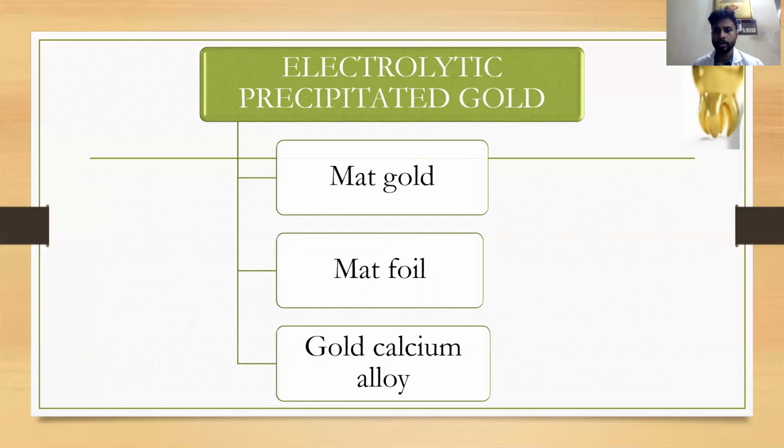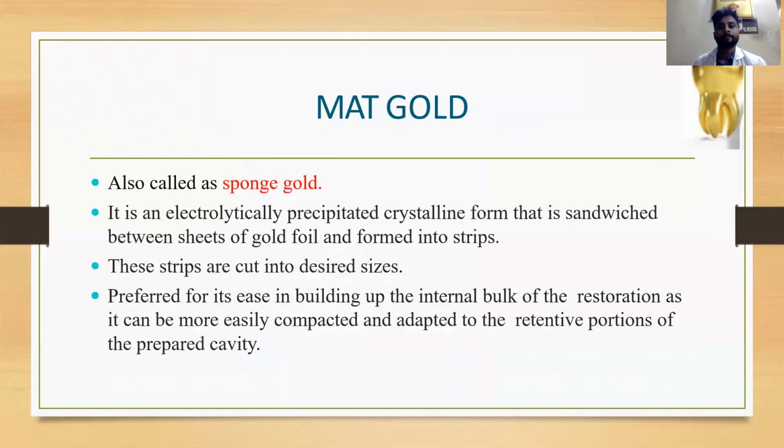So moving on to the electrolytic precipitated gold. It also comes in three forms, such as matte gold, matte foil, and gold calcium alloy. Matte gold. Matte gold is also called sponge gold. It is an electrolytically precipitated crystalline form that is sandwiched between the sheets of gold foil and formed into strips. These strips are cut into desired sizes, preferred for its ease in building up the internal bulk of the restoration, as it can be more easily compacted and adapted to the retentive portions of the prepared cavity.